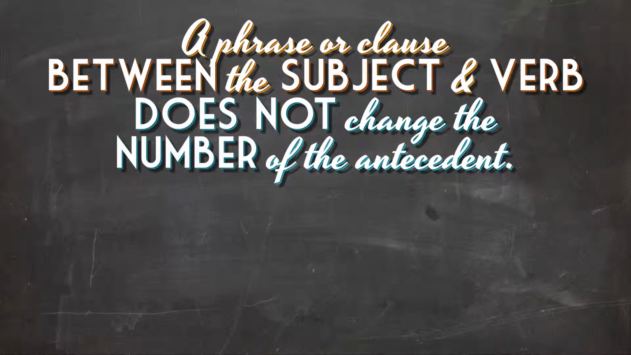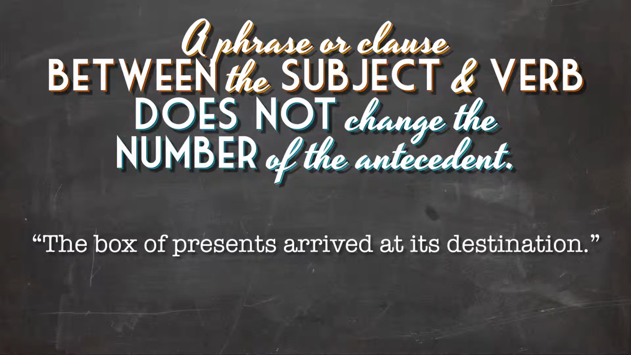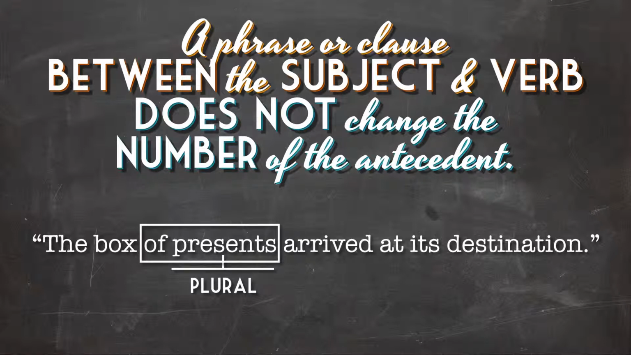First, a phrase or clause between the subject and verb does not change the number of the antecedent or its pronoun. For example, the box of presents arrived at its destination. Presents is plural, but don't be deceived. It's part of the prepositional phrase of presents. The true antecedent of its is the singular box.